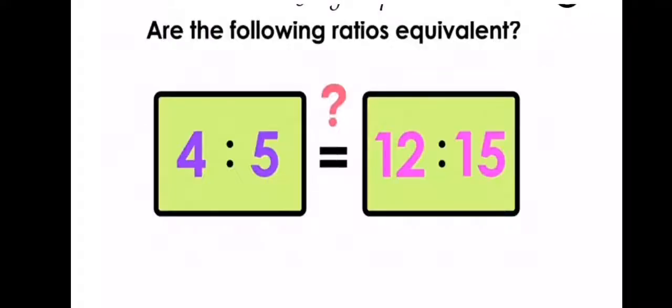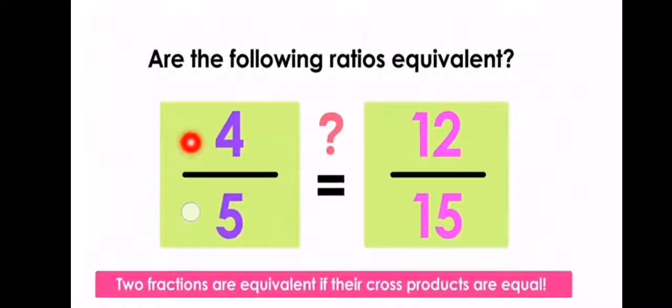Let's see, if I have two ratios and I want to know if they are equal or not, how can I know? For example, 4 to 5. Is it equal or not to 12 to 15? The first step is that you have to put them in fraction form: 4 over 5, 12 over 15. And I want to know if they are equivalent ratios or not. We will use here the cross products, or cross multiplication. What does cross product or cross multiplication mean?